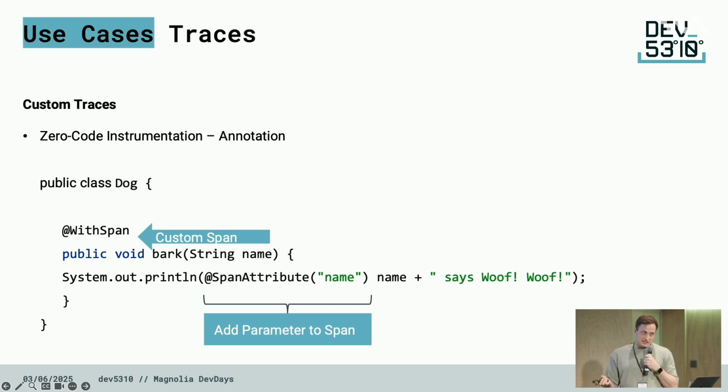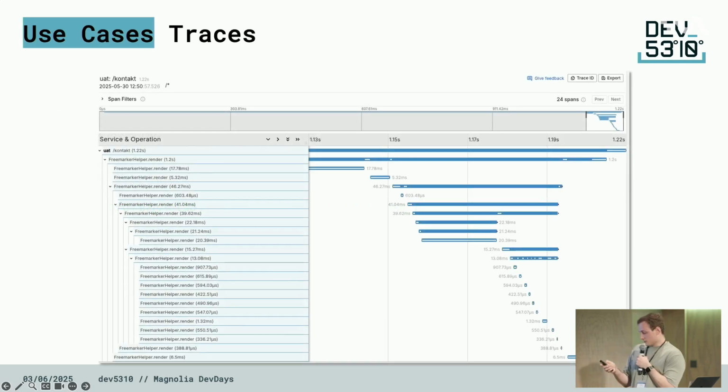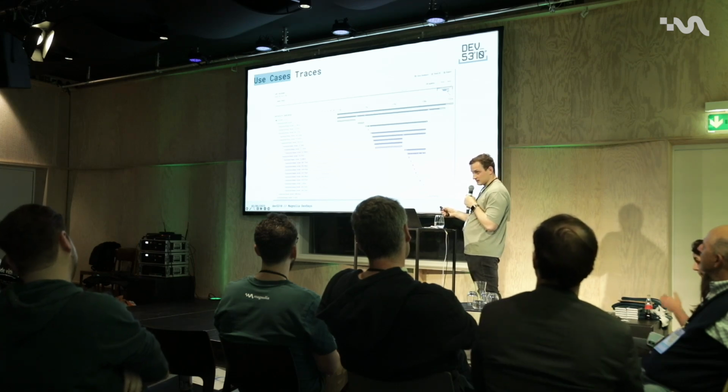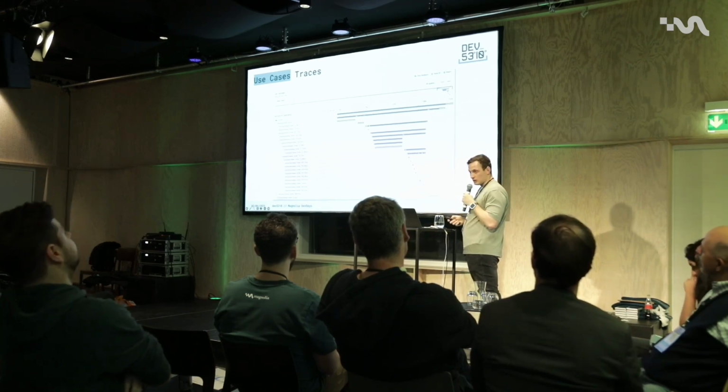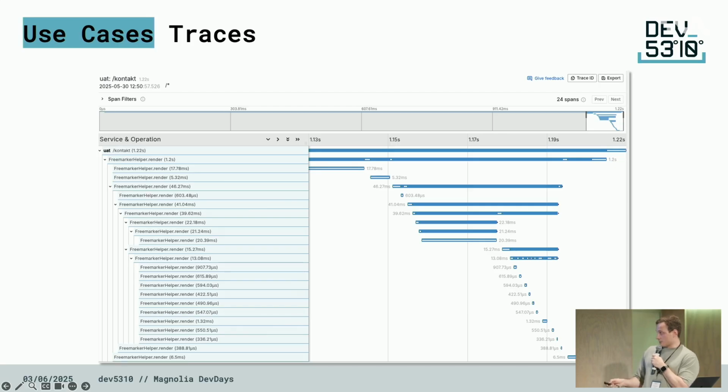I think, okay, maybe let's look at how much time the render process of Magnolia takes. But this is a method which we don't override in this project. So here the environment variable comes into play, where you can just define the package, the class, and the method, and it also gets a custom span. Now you can see here that we have the same request with our custom spans, just with the one environment variable pointing to the FreeMarker render method, and you get every FreeMarker render process.